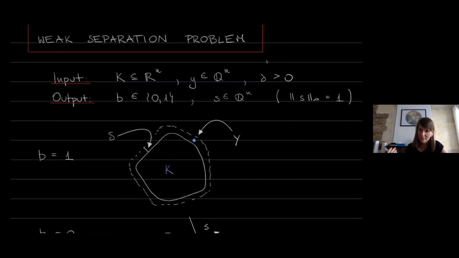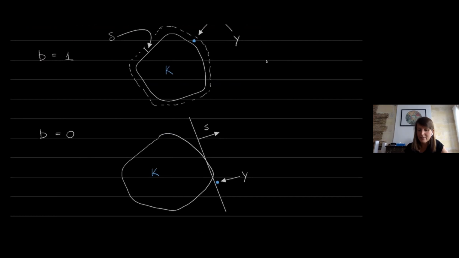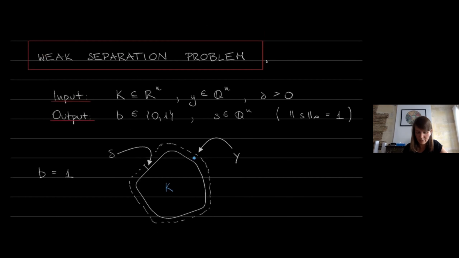if y is inside K and no otherwise, and also give a separation hyperplane. But since it's a weak separation oracle, we say yes if y is in some ball around K, and we say no and output some non-zero vector s, if this hyperplane, which is defined by the vector s, almost separates K from y. I didn't write the exact inequality, but I guess it's kind of clear what it means. So we get an almost separation hyperplane, but not quite. So this is the weak separation problem.